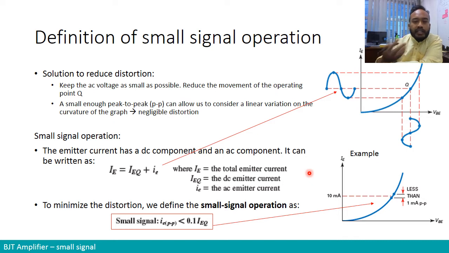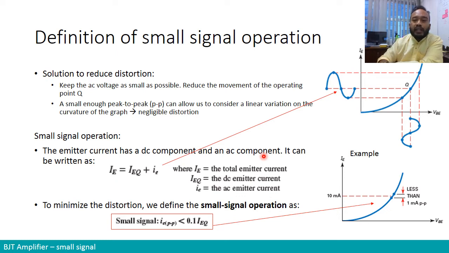Therefore, acknowledging that there is this problem of distortion, we have to define what we call small signal operation. So that's what we know as small signal operation. So what is small signal operation? Small signal operation is to have a small AC input signal. The emitter current has a DC component, we know, and an AC component.